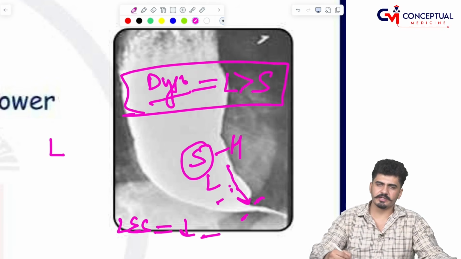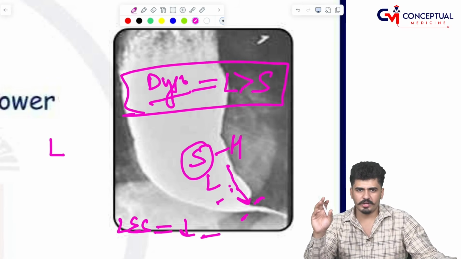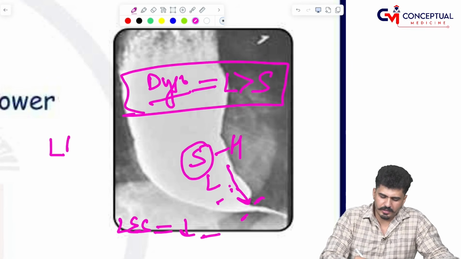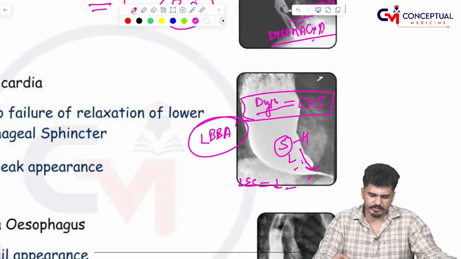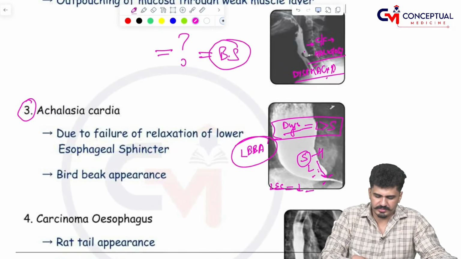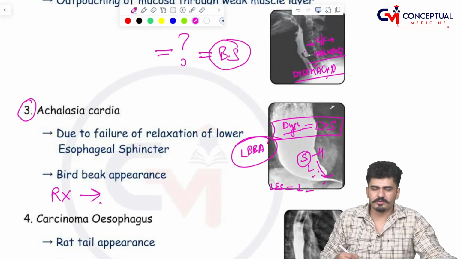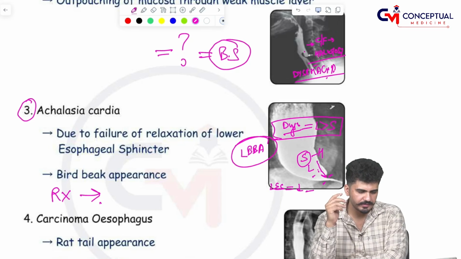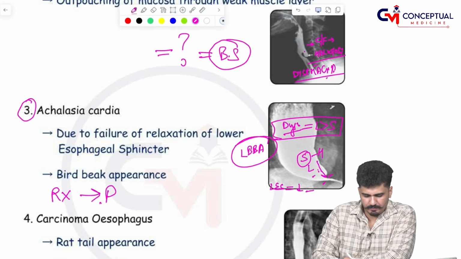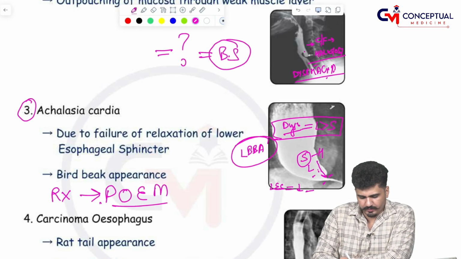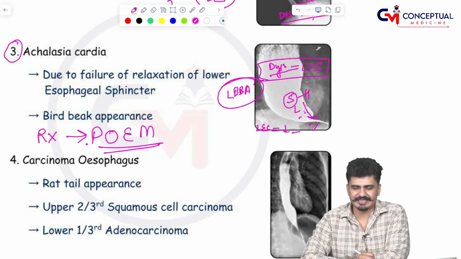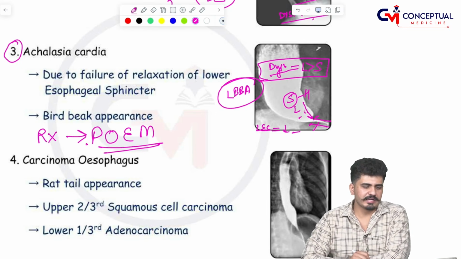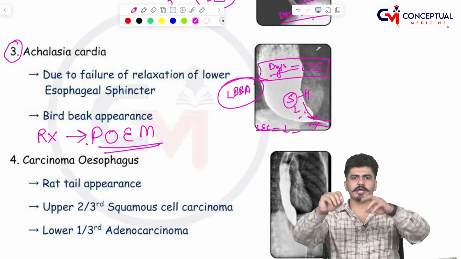So here on this contrast media, which is barium swallow, we are going to see the bird beak appearance. Can you tell me the name of the surgical procedure we are going to do to treat such a condition? Yes, this is going to be POEM, per oral endoscopic myotomy. And sometimes, yes, people are right about the rat tail. Rat tail here has regular, or you can say smooth, margins. But in esophageal carcinoma, it is with an irregular margin.